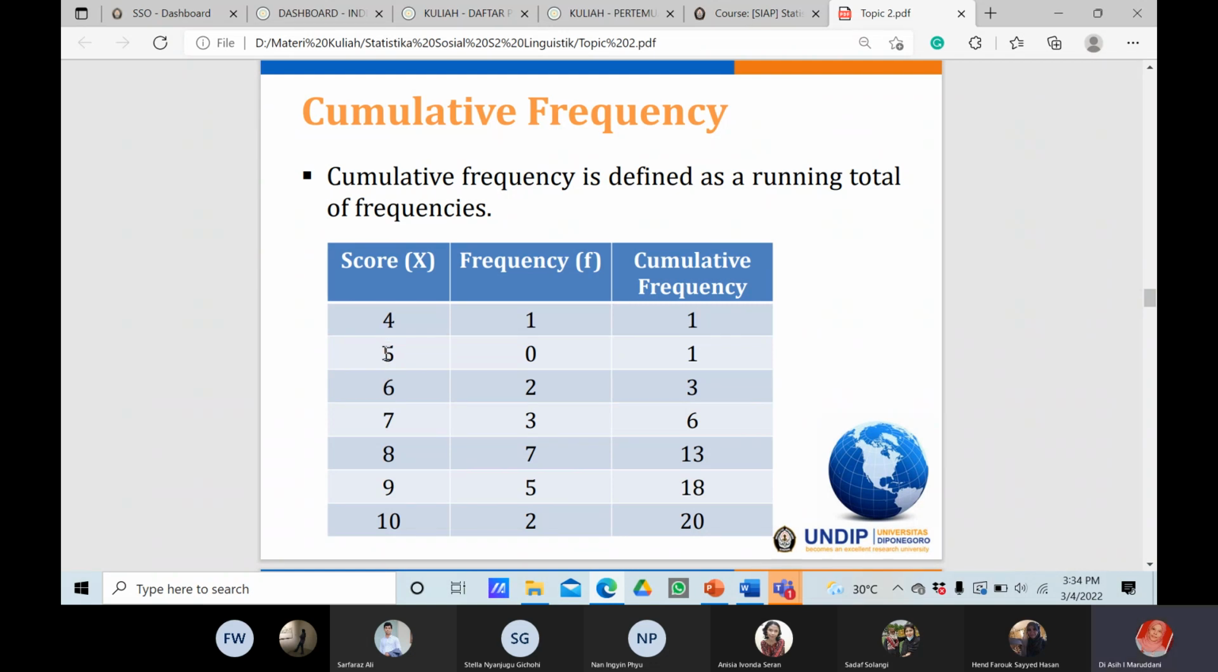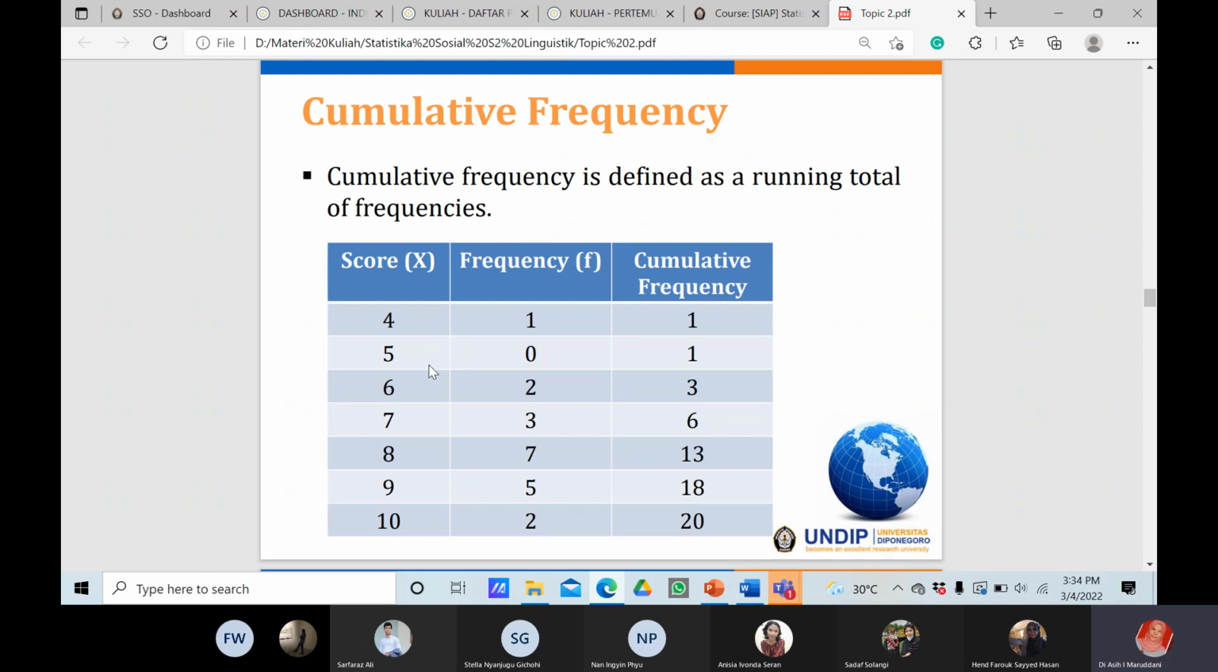Okay, move to row 2. In row 2, you have score 5, frequency 0, and cumulative frequency 1. The 1 in this cell comes from 1 plus 0. Or we can say that just one student has a test score less than or equal to 5.